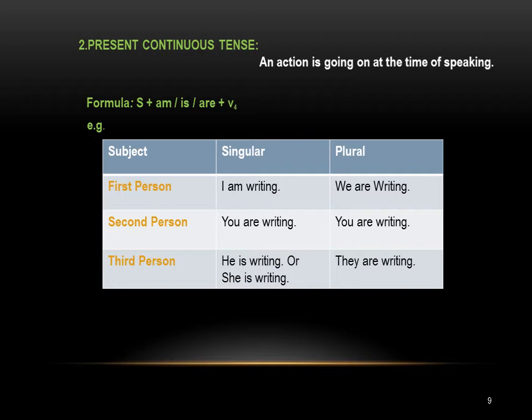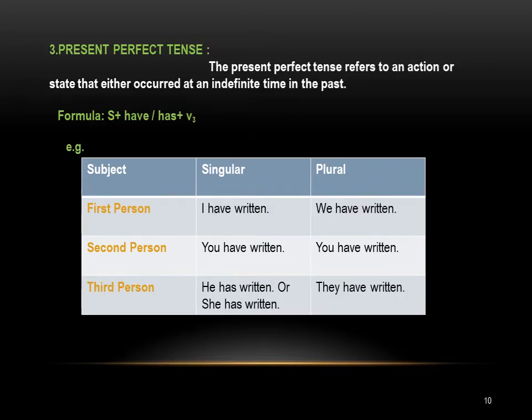Okay, all of you understood? Very nice. Next, present perfect tense. The present perfect tense refers to an action or state that occurred at an indefinite time in the past. I will repeat it again. Please see carefully.